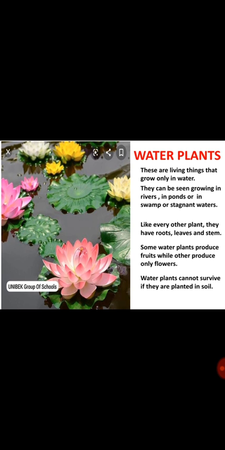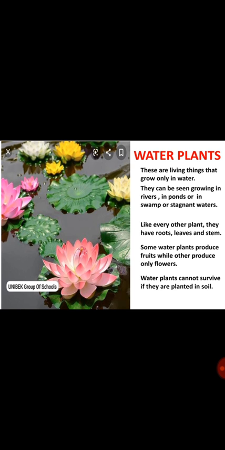If you have videos as well, you can also show them, okay? Like every other plant, water plants also have their roots, they have their leaves, they have their stem. Some water plants produce fruits, some other ones produce flowers. So these are explanations you have to explain to them as long as you have something to show them for the lesson, okay?